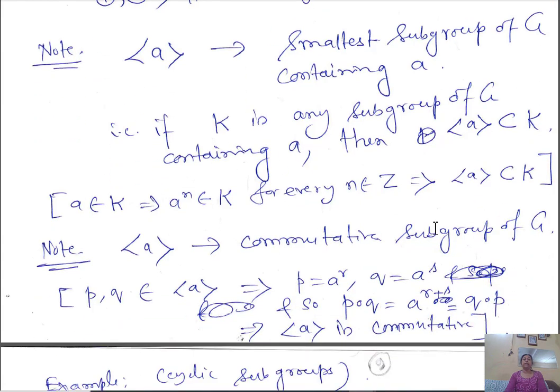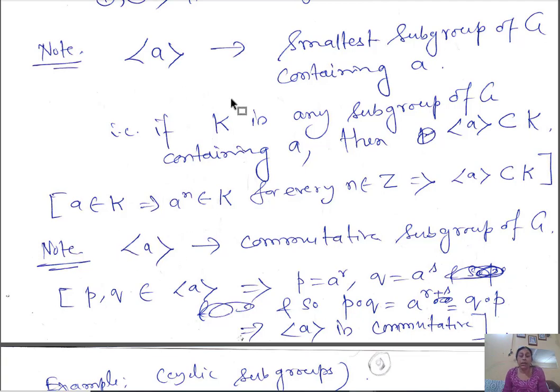Another thing is this subgroup generated by A. This is a commutative subgroup of G. This is very simple. If P and Q are in this subgroup, P is some integral power of A, Q is another integral power of A. Therefore, their composition will be this one. This is same as A to the power R plus S. This is same as A to the power S plus R. That means P o Q is Q o P. It's commutative. This is always commutative.